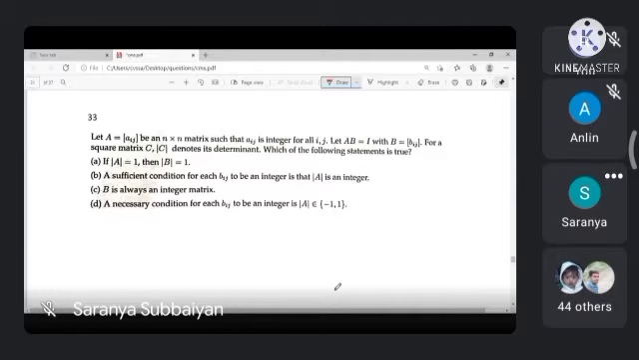So, let Aij be the n cross n matrix such that Aij is an integer for all i, j. Let AB is equal to I, where B is equal to Bij, for a square matrix C. Determinant of C denotes the determinant. Which of the following statements is true? Yes. So what do you understand from this question? First read the question twice. Then understand what they are asking.